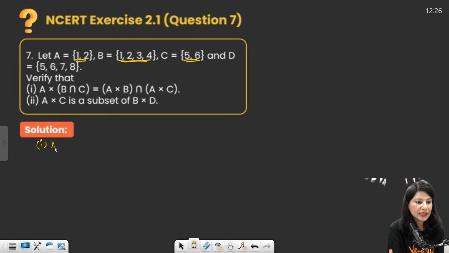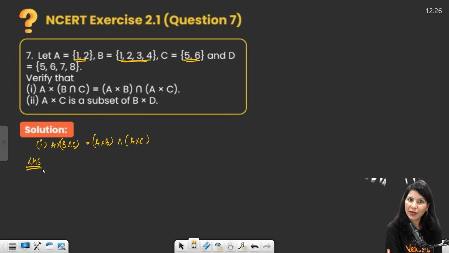Statement number 1 says A cross (B intersection C) should be equal to (A cross B) intersection (A cross C). Let's see. First, let's talk about the LHS part, the B intersection C part. This is your B, this is your C, correct? The intersection of B and C is null. Now A Cartesian product with null will be null. LHS is coming out as null.